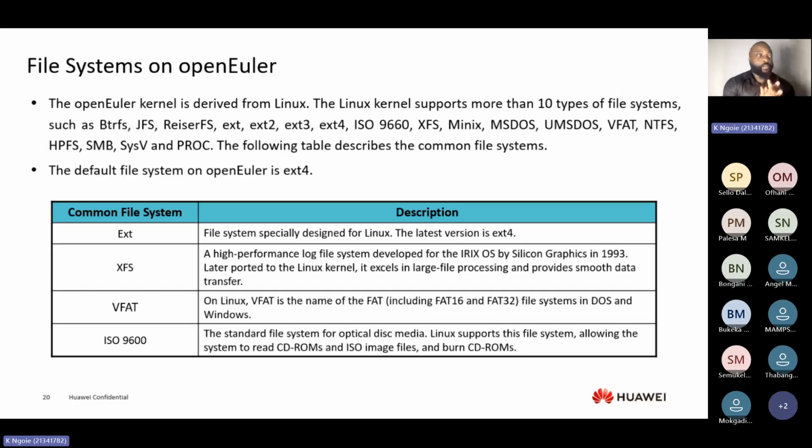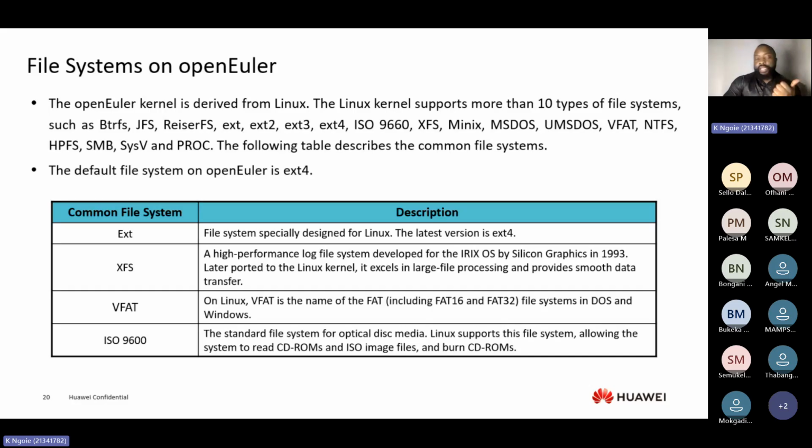So the OpenELA kernel is basically derived from the Linux kernel, which supports a wide range of file systems, and each system is designed for a specific performance, reliability, and compatibility as well. The Linux kernel will support over 10 types of file systems, which we've mentioned here. The default file system, as I've mentioned, will be ext4, the fourth extended file system. Ext4 is chosen for its stability, compatibility, and excellent performance with both small files and large files.